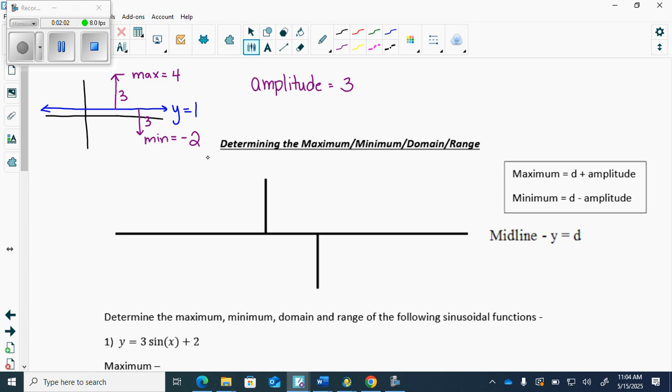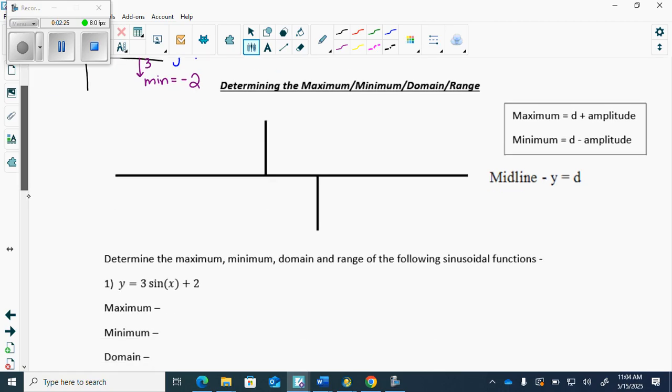Cool. All right, so we have our min and our max. Does that make sense? So, what do we have to use first? The amplitude or the midline? We have to use the midline first, and then we count up our amplitude to get to our max, we count down our amplitude to get to our min. Okay?